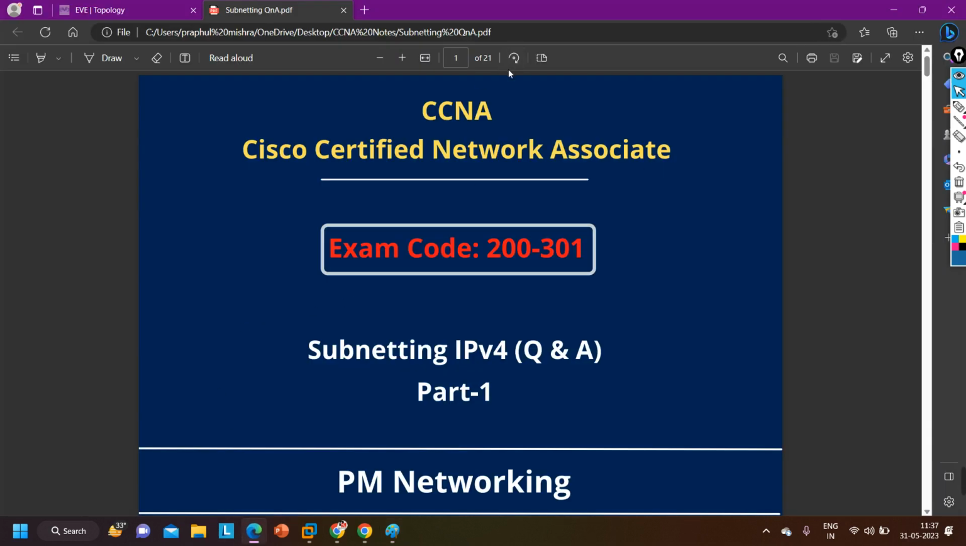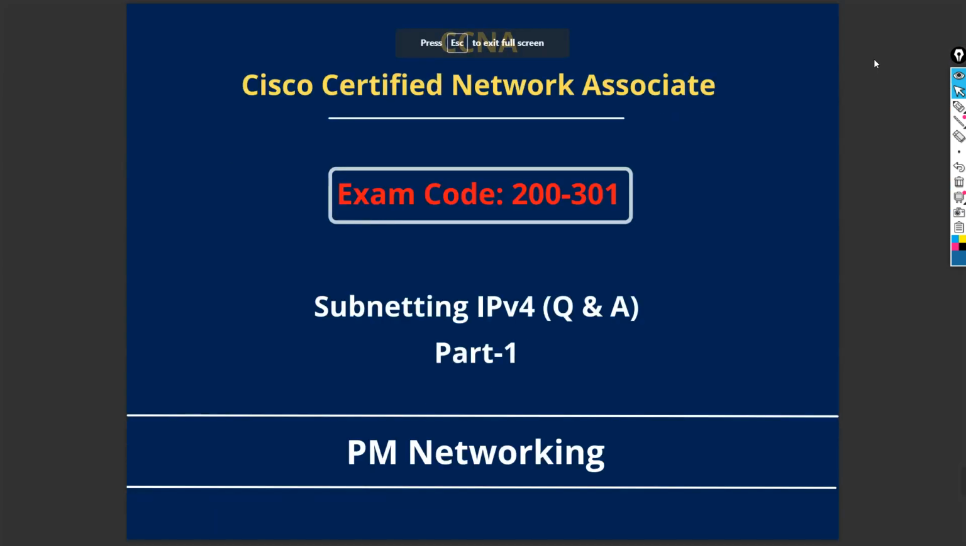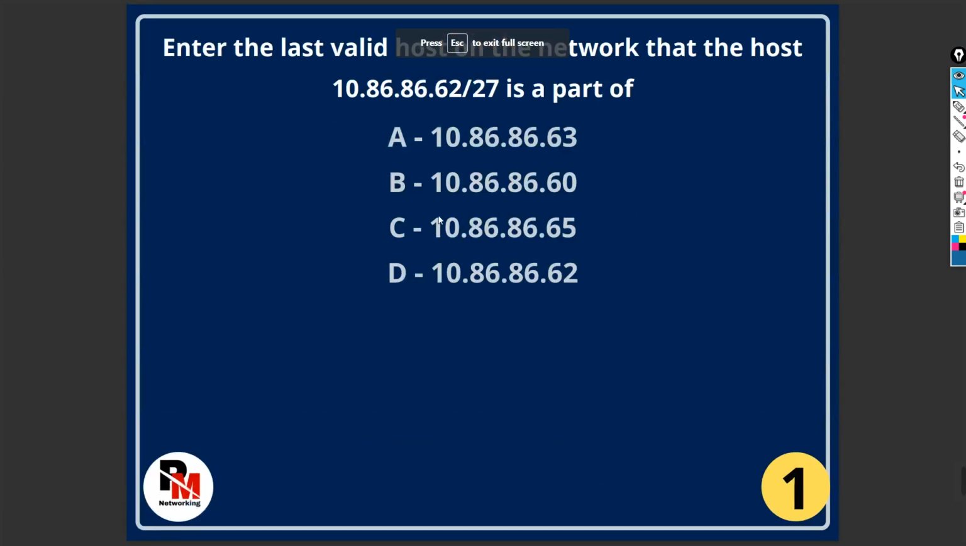Okay, so let me show you the question. My first question is in front of you. Enter the last host on the network that this host is a part of. That means this IP address is a valid IP address, and it is asking you the last valid IP address of that network. So first you need to find the network ID of this network, then you need to find the last IP address. So tell me which one is the right answer. These are questions of CCNA 200-301.